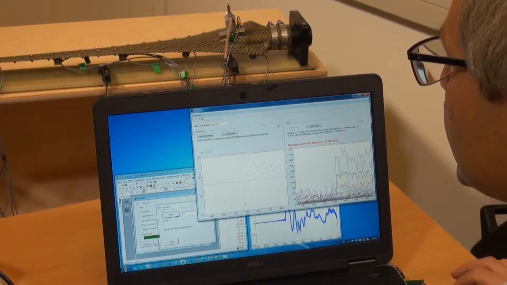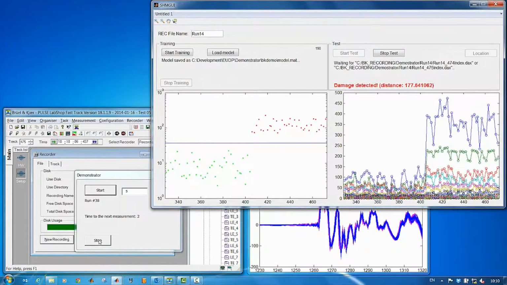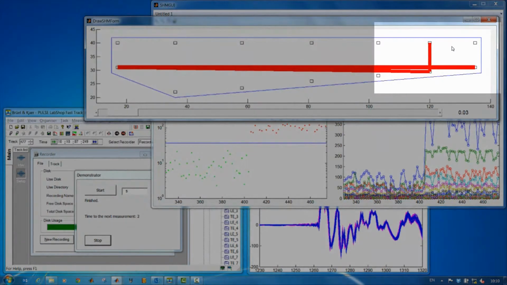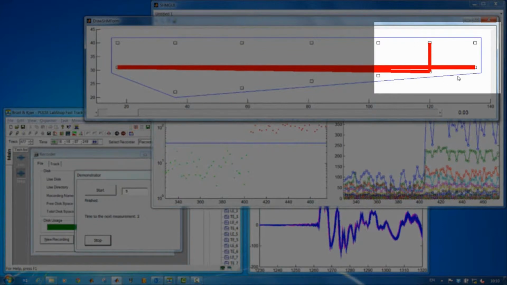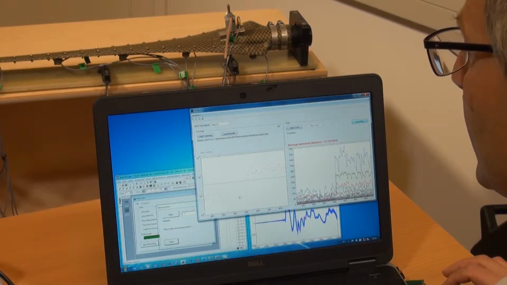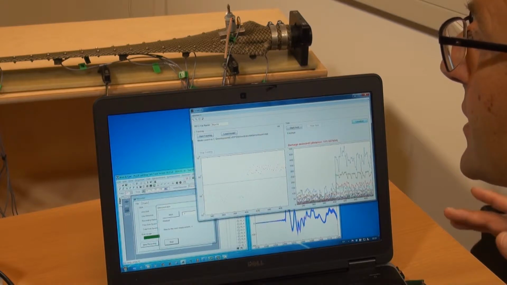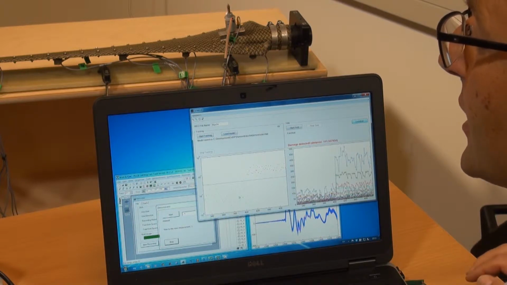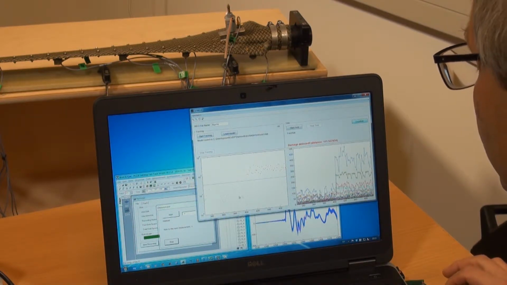Let me stop testing and we'll try to localize the damage. Again, here we can clearly see that the algorithm finds the damage, or at least the trained eye can see that the damage is somewhere here. Here you can see the blue is the contour of the blade, so this is the tip and this is the trailing edge, and the damage is actually here. Let me increase the damage, so I will untighten the bolt next to the trailing edge tip bolt and see if the algorithm can detect the progression of the damage.